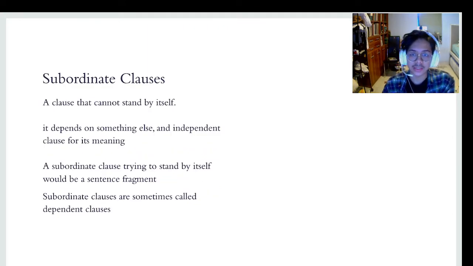Next is subordinate clauses. What is a subordinate clause? A clause that cannot stand by itself. It depends on something else, an independent clause, for its meaning. A subordinate clause trying to stand by itself will be a sentence fragment. Subordinate clauses are sometimes called dependent clauses.